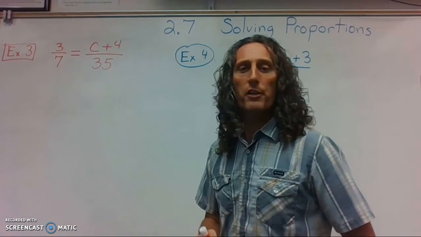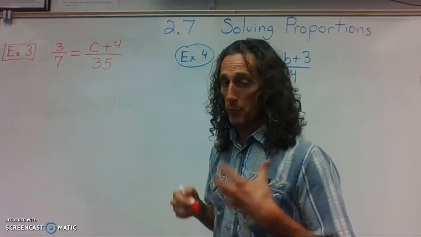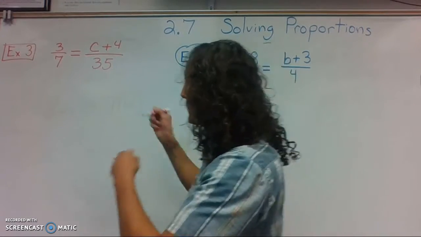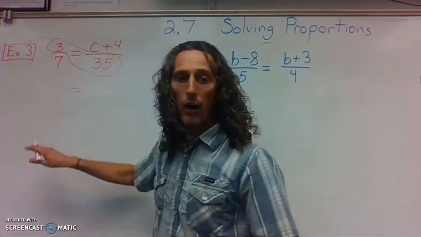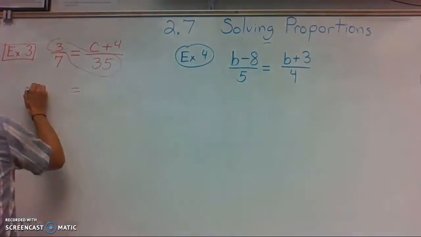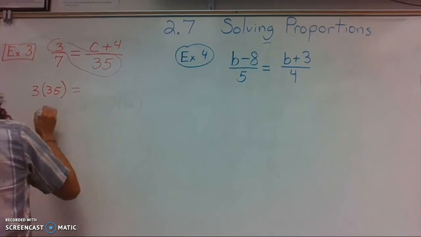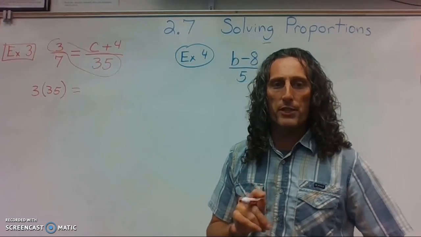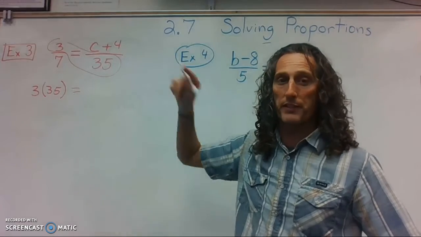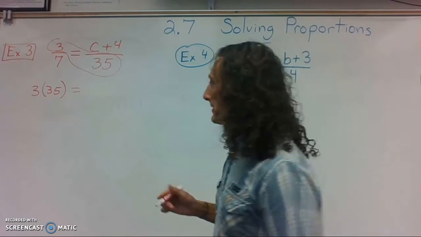But we're still going to do the exact same method. We're still going to do cross multiplication. So I'm still going to go 3 times 35, and I'll write that down over here. And then watch what I do. Before I do cross multiplication of the c plus 4 and the 7, I'm going to put the c plus 4 inside parentheses.